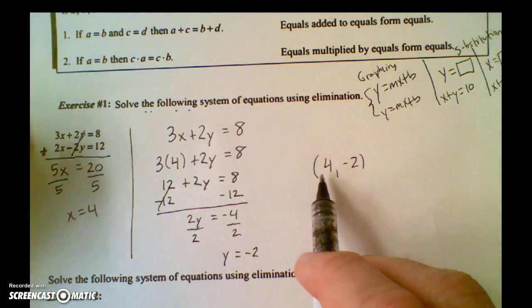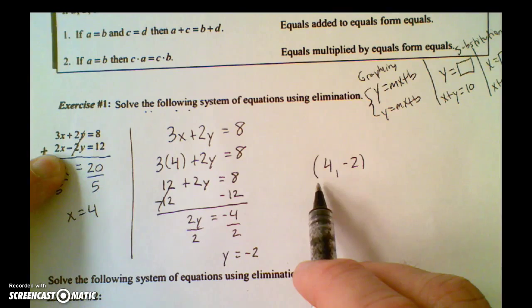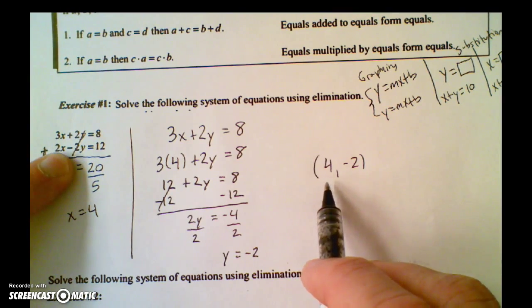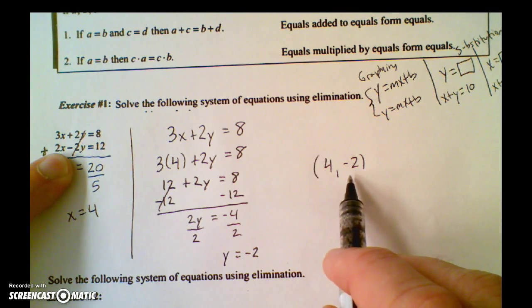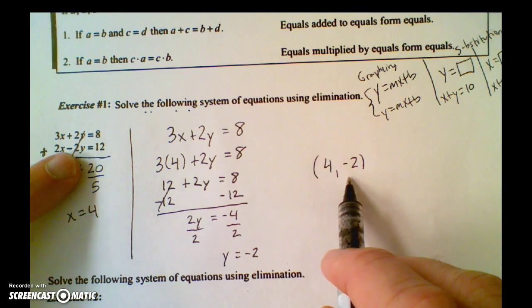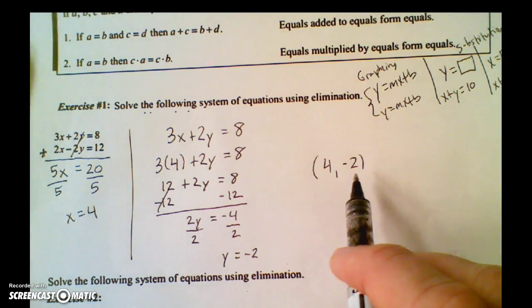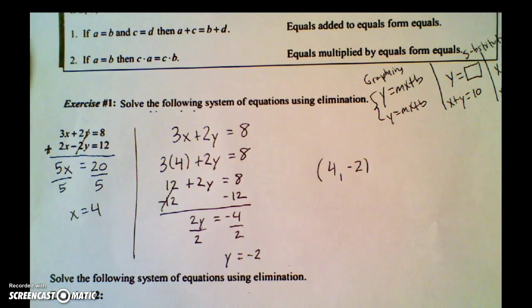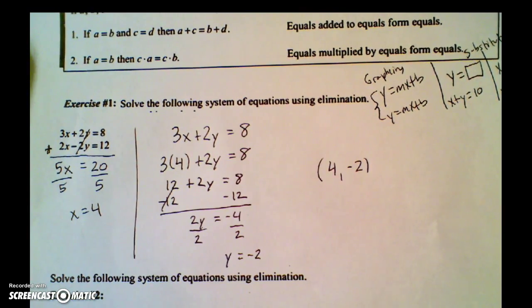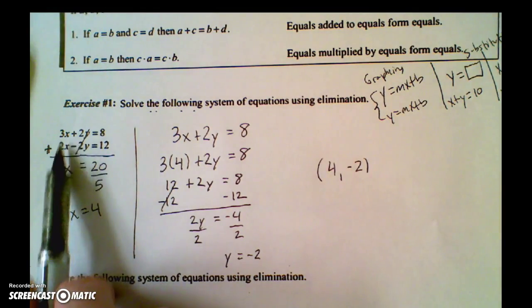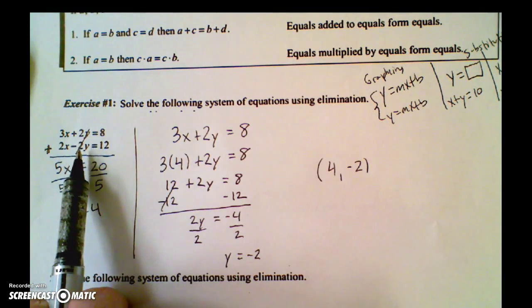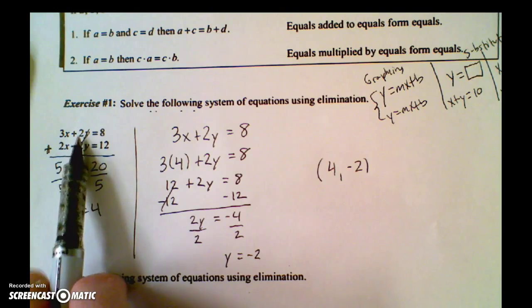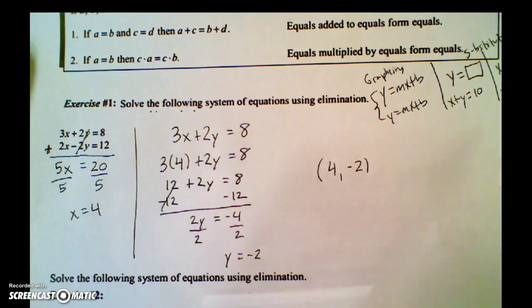You can check on the other equation. 2 times 4 is 8. Negative 2 times negative 2 is positive 4. So 8 plus 4 is 12. So you know you did this right if it satisfies both equations. So again, to recap, for elimination, they should be set up with the variables lined up on top of each other, and then you're looking for a positive and a negative with the same number, to be able to combine them to make them equal to 0.